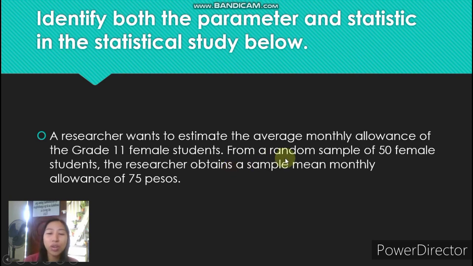Because you already have a random sample of 50 female students. From the 50 female students taken from the population of all grade 11 female students, you got an average monthly allowance of 75 pesos. Therefore, this part is your statistic because you got that from the sample. This part is your parameter because you got that from the entire population. Alright, so that is the difference between parameter and statistic, and population and sample.